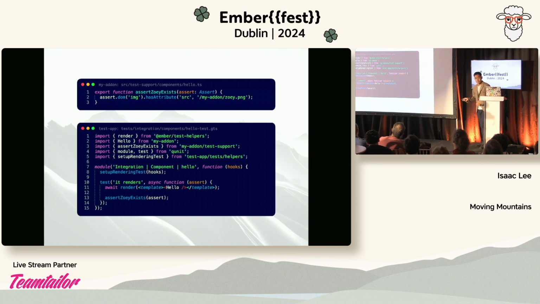Here is an example of a test helper that makes use of an assertion from QUnitDOM. And if you want, we can also import Ember test helpers to perform a sequence of actions.